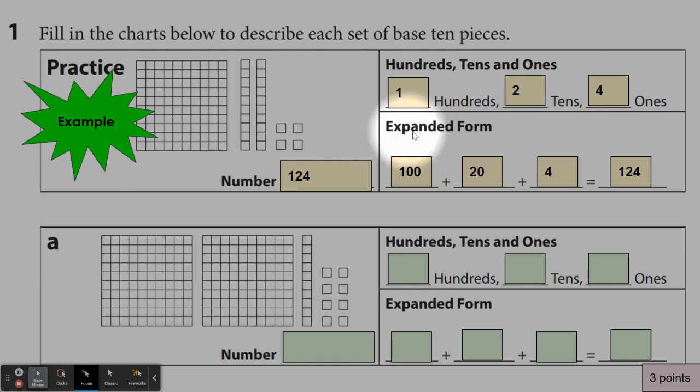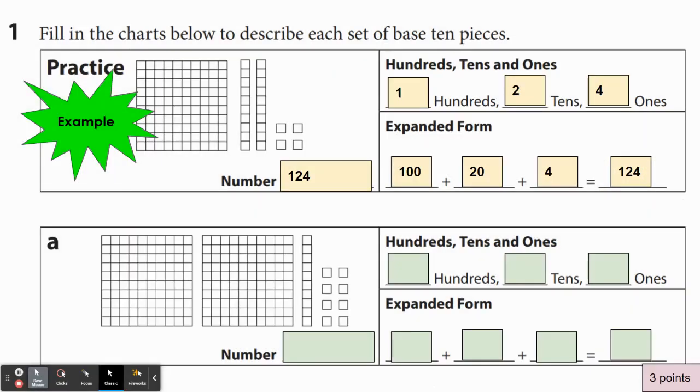Now it is time to write it in expanded form. We practiced this in math small group on Friday. To write in expanded form, you are going to tell the value of how many hundreds, tens, and ones you have. The value of 100 looks like this, 100. Then I had 2 tens. The value of 2 tens is 20 plus 4 ones. So expanded form is 100 plus 20 plus 4 equals 124.